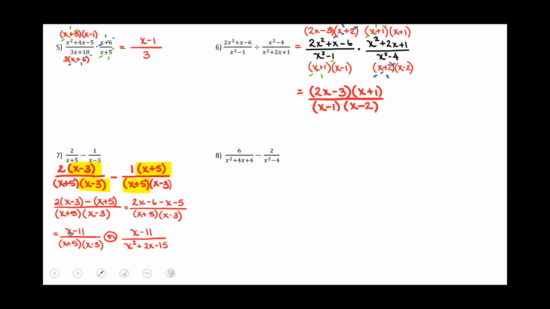And then, of course, our constants are like terms. So we can combine negative 6 and negative 5 to get negative 11. And you can leave it in this factored form. I like to leave it that way just so I can see that there's no common factor that will cancel. But you also could FOIL it back together again if you wanted to.